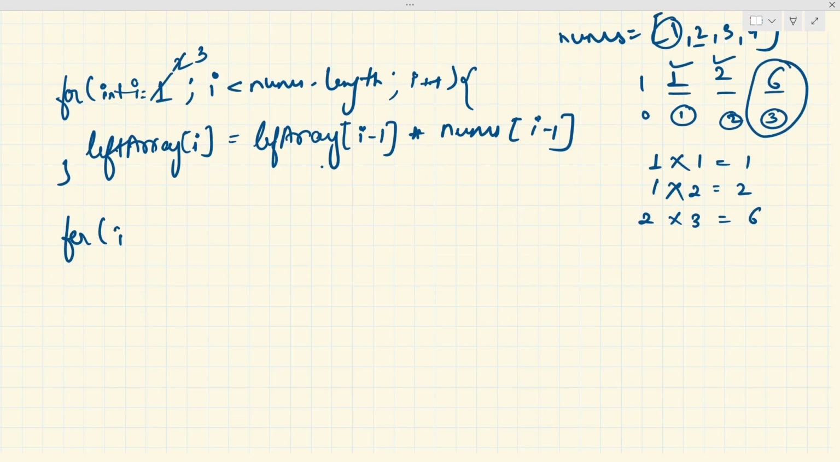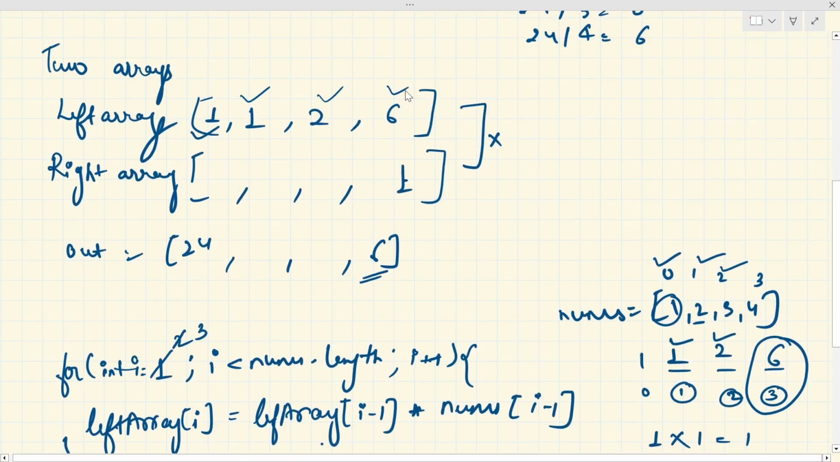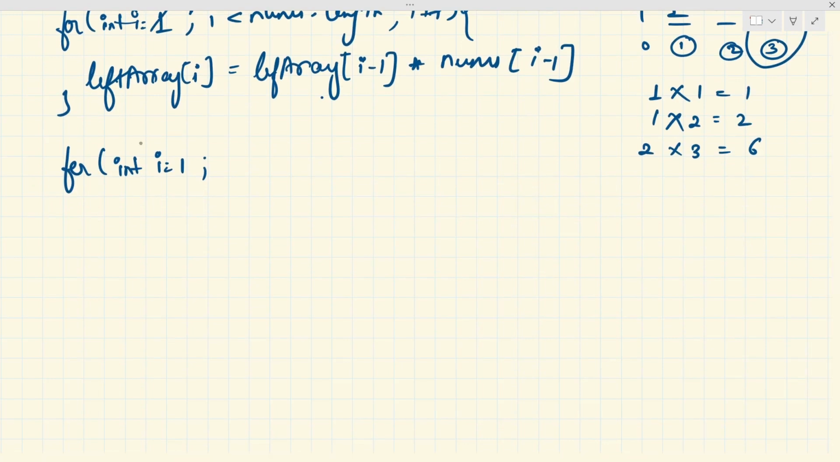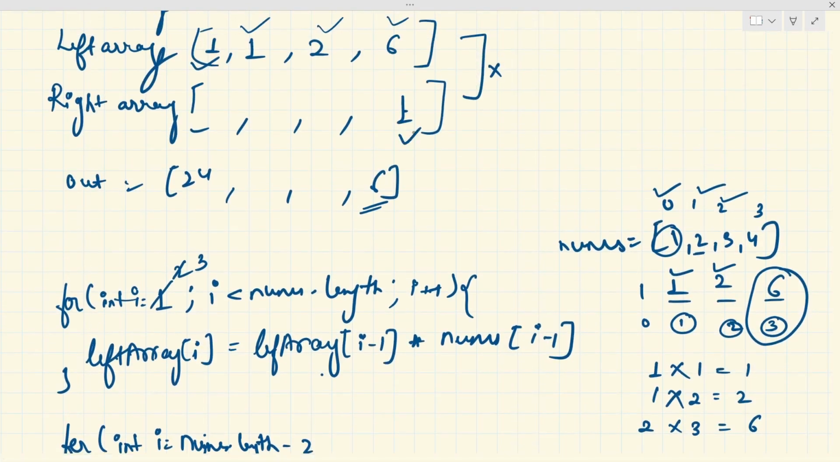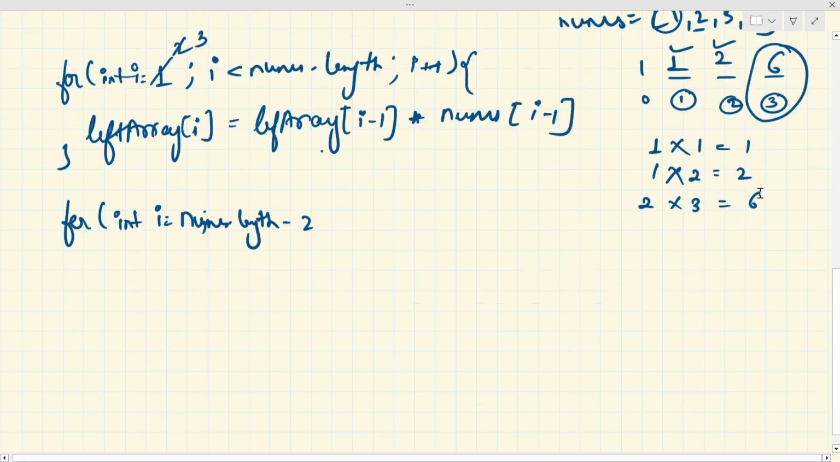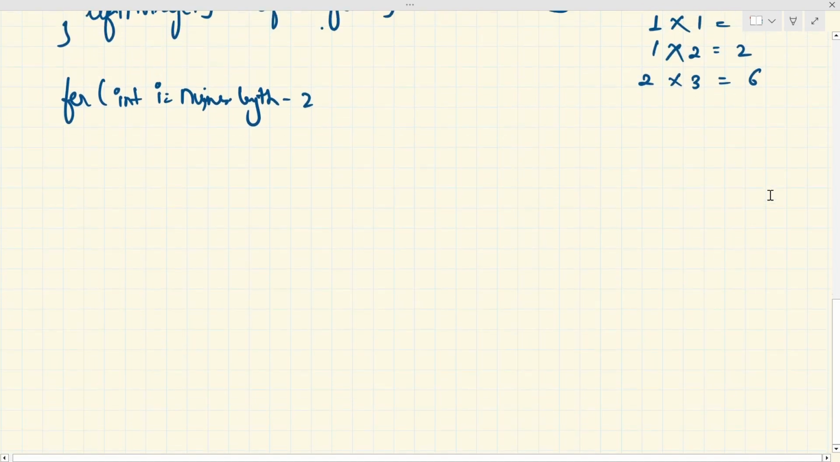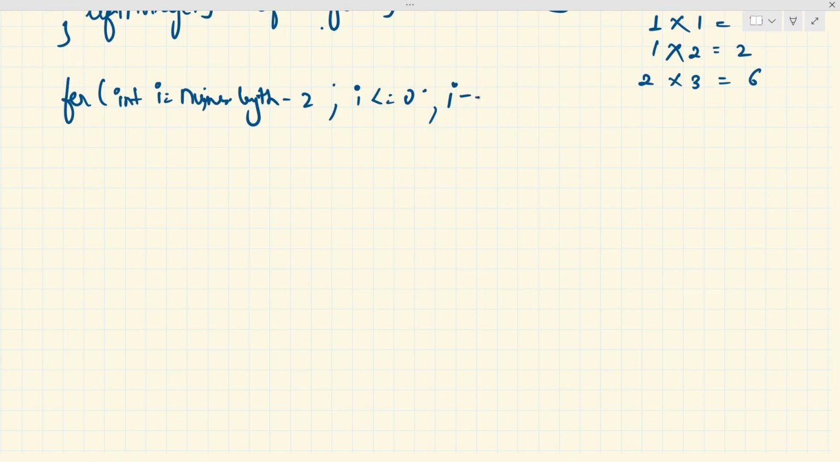So for int i = 1, if I write like this, you will get an error, because you are not starting from the start, you are starting from the end right now. So for the end you have to write nums.length minus 2. Why minus 2? Minus 1 is already fixed, meaning 1 is already fixed. So minus 2 means I have to find the value of this position. Simple. So minus 2, till i is greater than or equal to 0, and i minus minus.